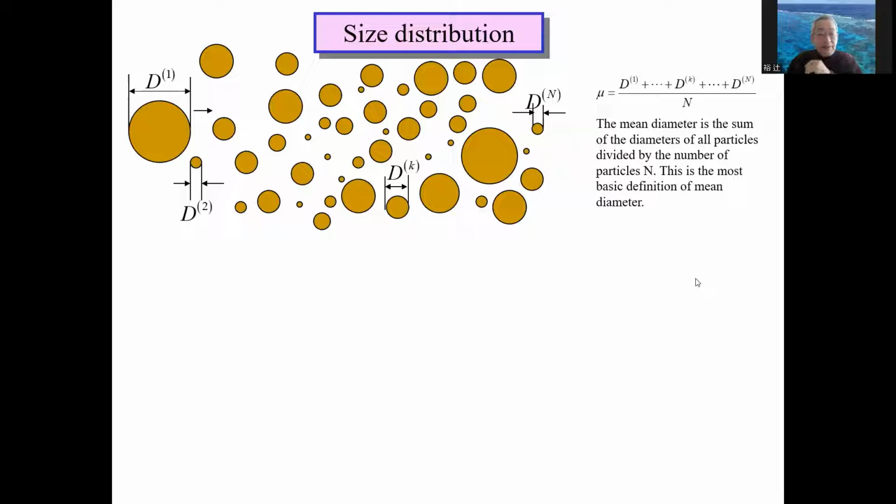The particle mean size mu is defined by dividing the total of individual particle sizes by the total number M. This is the most familiar definition of mean size. However, when the number of particles becomes huge, we have to resort to another formula using probability.